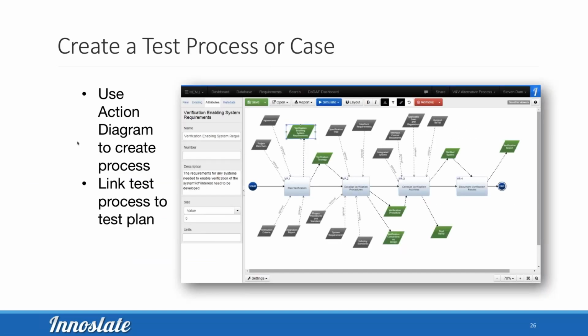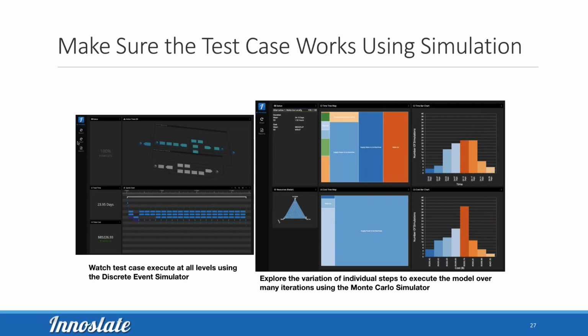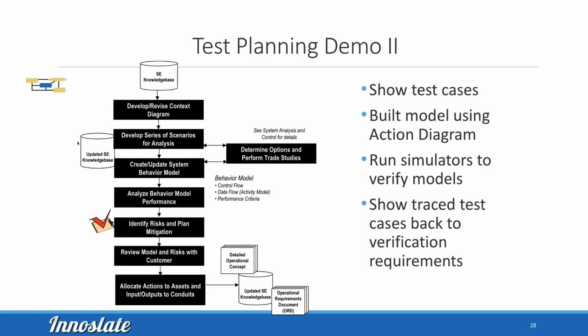So the next step is to create a test process. Here's where you want to take your action diagrams. You're going to use those as your behavioral diagram to model the process itself, and then link those back to the test plan. You also can make sure it works using the simulator. So let's take a look at that demo. It's just some test cases and building the model we built, an action diagram. I'll show you the simulator, and also we'll show you some tracebacks as well.